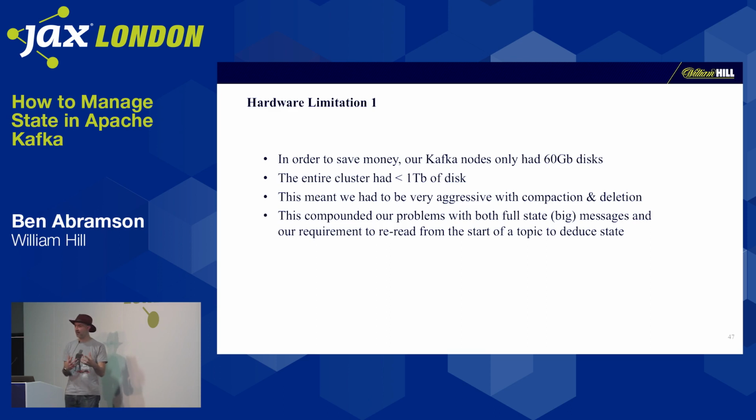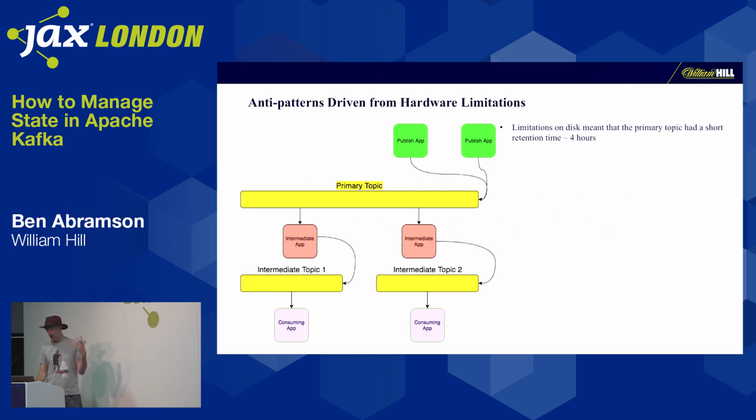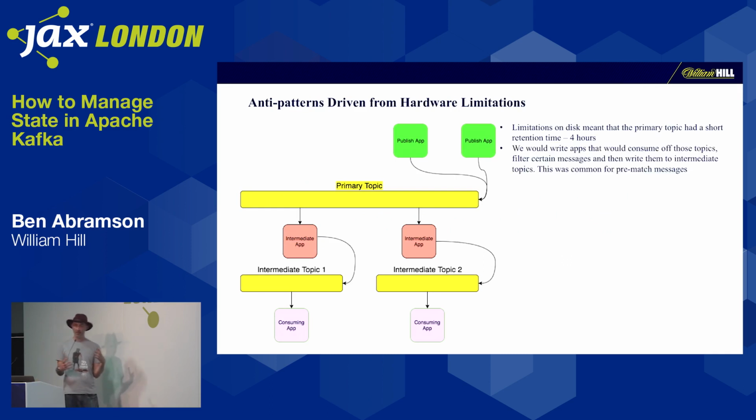And we were having to architect for the fact that we didn't have a lot of disk. And it created more anti-patterns. And we ended up with a lot of this kind of thing, where you'd have a primary topic there, and because of the disk limitations, our retention time on that primary topic was 4 hours. And that was kind of okay for in-play, but for pre-match that would last for days, weeks, or longer, we'd have to write apps that would basically filter certain messages off and put them onto intermediate topics with longer retention times.